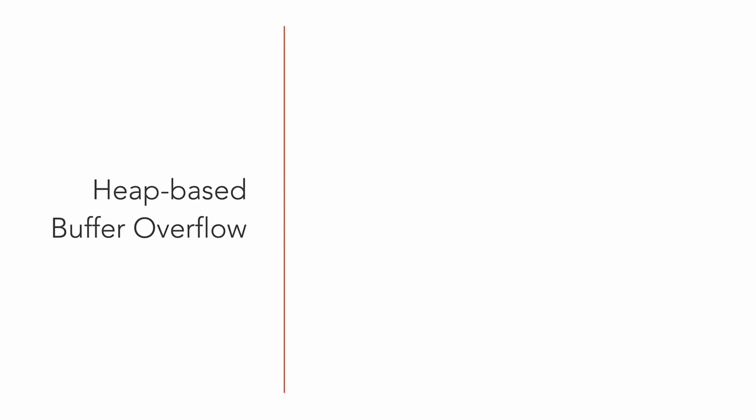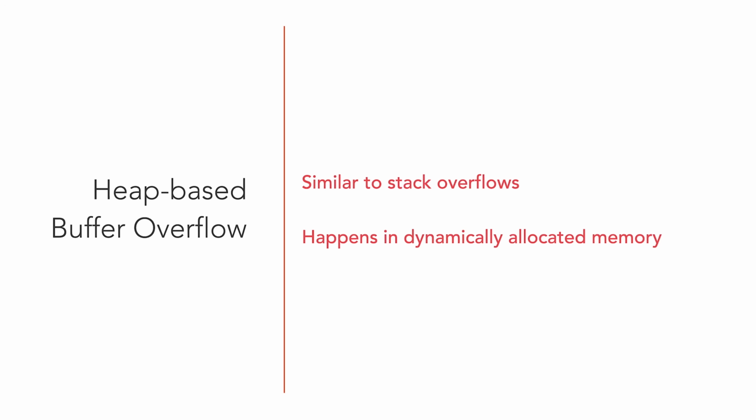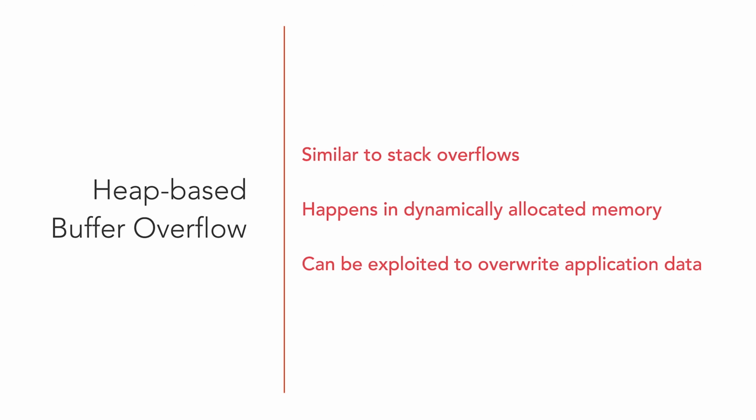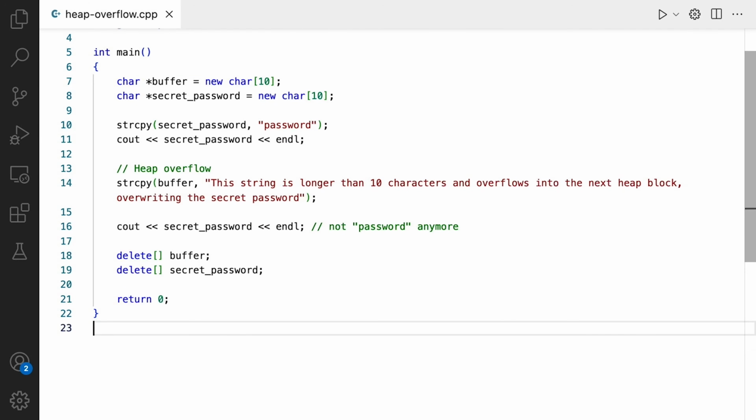Heap overflows are similar to stack overflows, but they occur in dynamically allocated memory on the heap. Executing custom code is not usually possible with a heap overflow, but an attacker could still exploit this vulnerability by overwriting the data used by the application. In the following example, we've got two dynamically allocated blocks on the heap: a buffer, and another block that stores a secret password. We first copy the password string into the secret password block. Now, storing passwords as plain text in a program is a terrible idea, but bear with me as I'm using this for illustration purposes only.